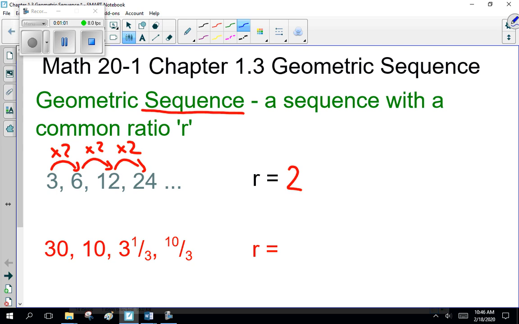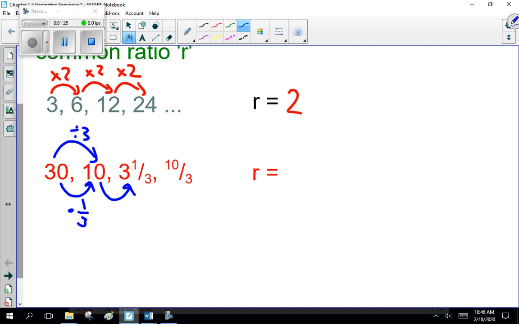Now, the next sequence. Divide by 3. Now, I want to be careful here. By tradition, we don't talk about dividing here. We talk about multiplying. Times 1/3. Thank you. Now, second thing I want to point out here, you notice we're getting into fractions.